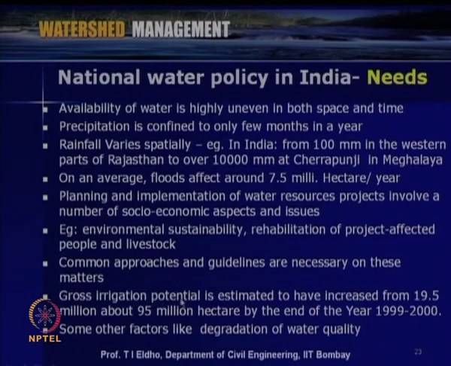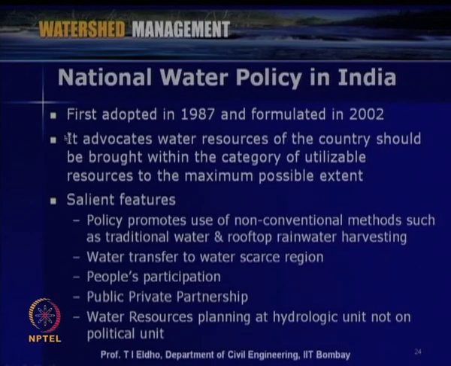Then common approaches and guidelines are necessary on these matters. Gross irrigation potential is estimated to have increased from 19.5 million to 95 million hectares by the year 1999 or 2000. Whenever a national water policy is formulated, we have to see the water quality issues also. Accordingly, a national water policy has been formulated in India. This policy was first adopted in 1987 and then formulated in 2002. This national water policy advocates that the water resources of the country should be brought within the category of utilizable resource to the maximum possible extent.